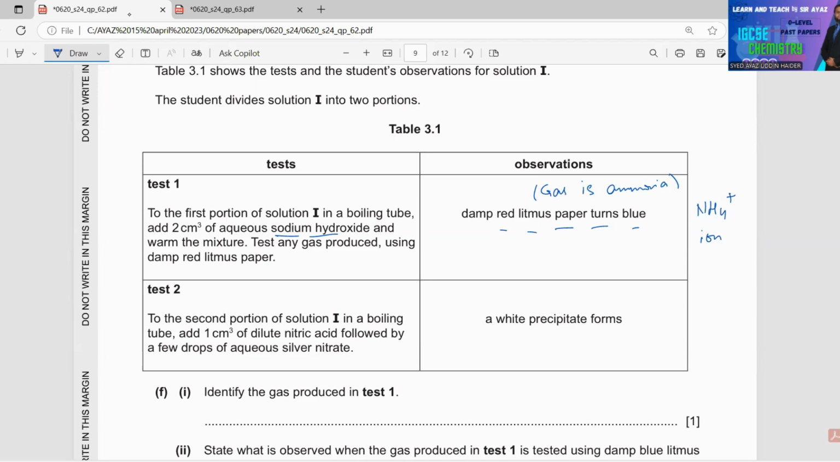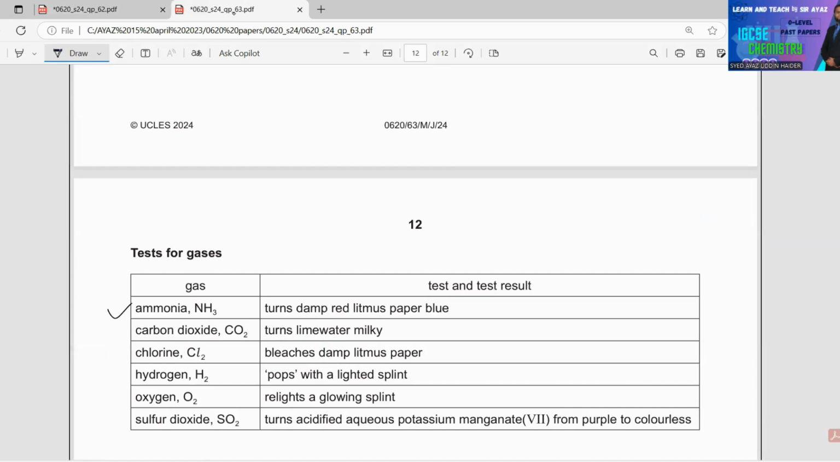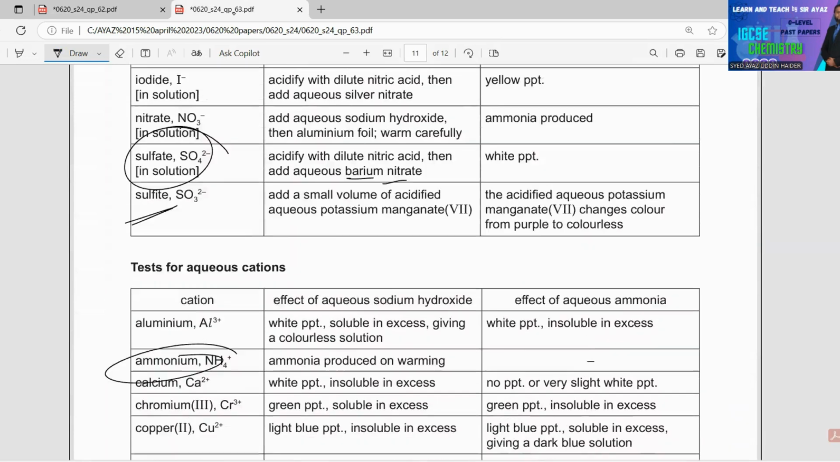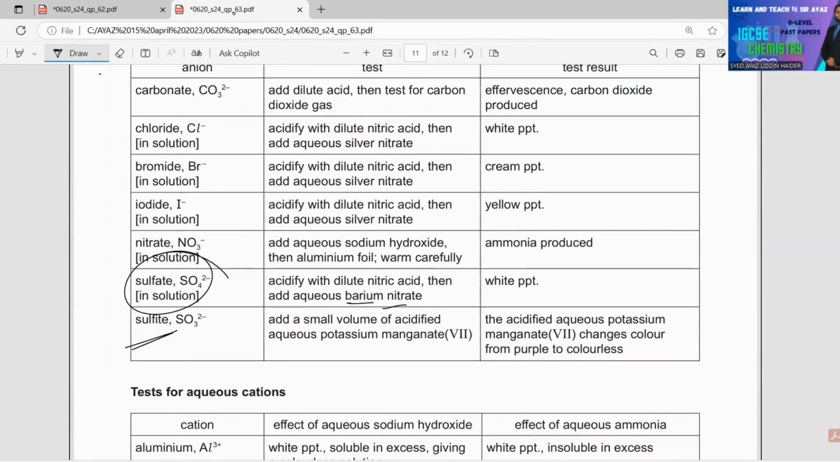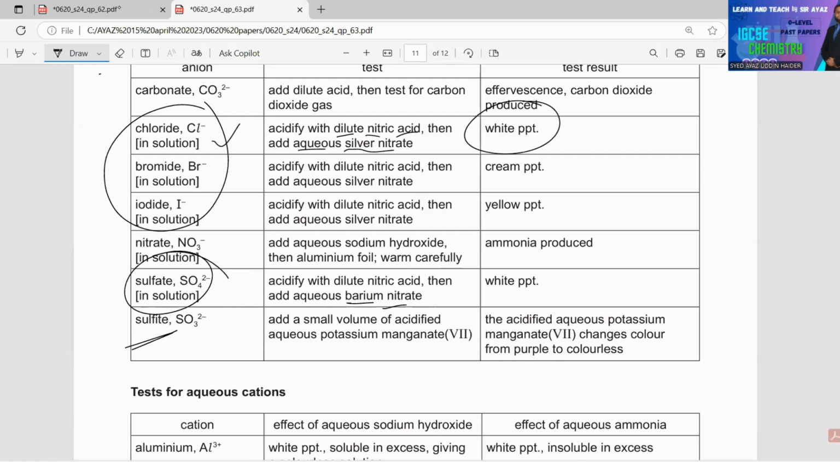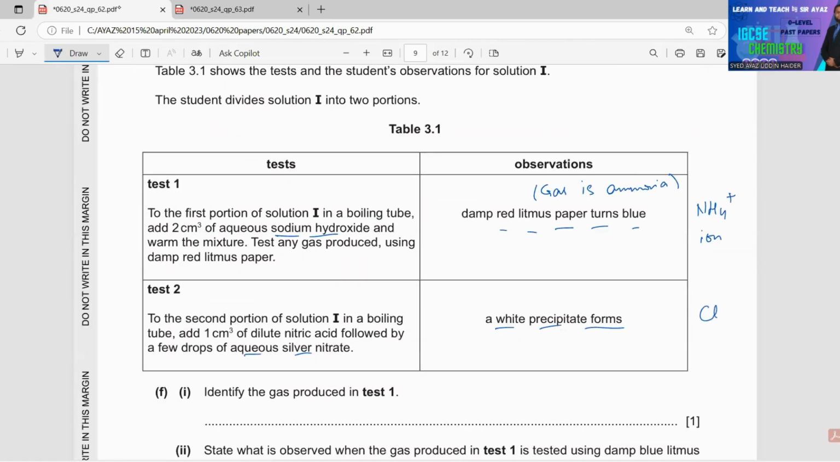Test 2. To the second portion of solution I in a boiling tube, add 1 centimeter cube of dilute nitric acid followed by a few drops of aqueous silver nitrate. A white precipitate forms. Now, this test is for the halide ions. Look at the test for the halide ions. Here we have the 3 halide ions. Same test, dilute nitric acid, aqueous silver nitrate on all these 3. In the case of chloride ion, we get a white precipitate, so it must be due to the presence of Cl negative ion.